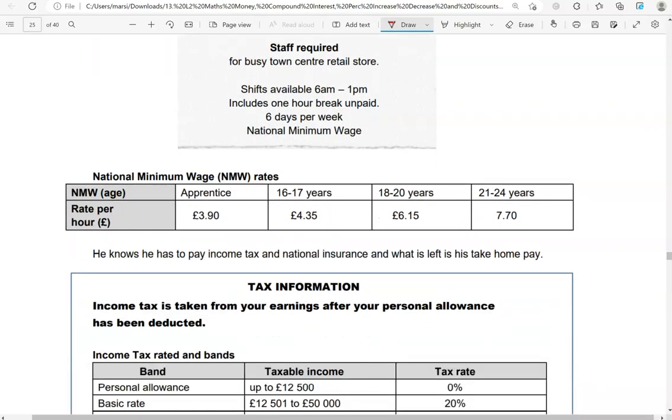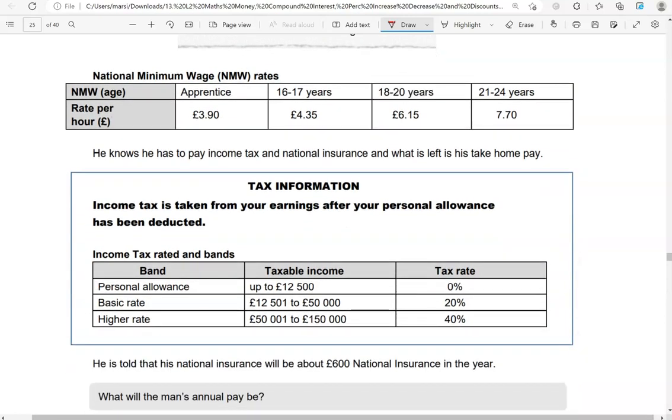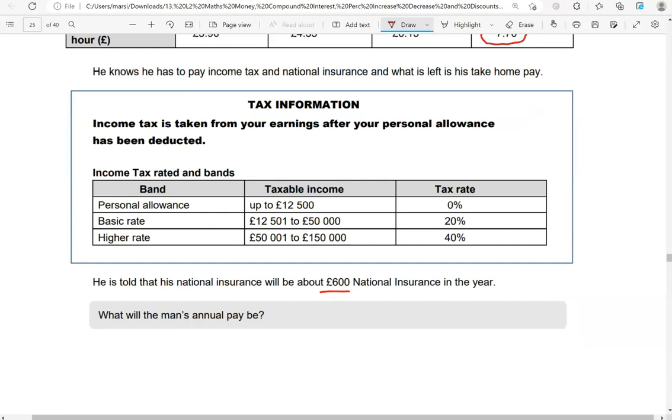So we've got the national minimum wage rates. He's 22 years old, so that will fall within this range. So pay will be £7.70. He knows he has to pay income tax and national insurance, and what is left is his take-home pay. So we've got pounds, taxable income and tax rate. He's told that his national insurance will be about £600 in the year. What will the man's annual pay be?